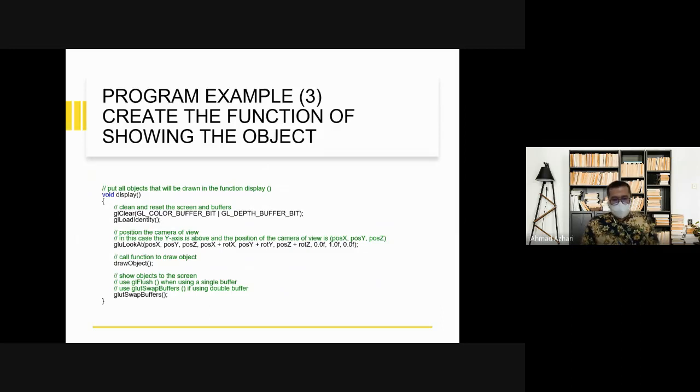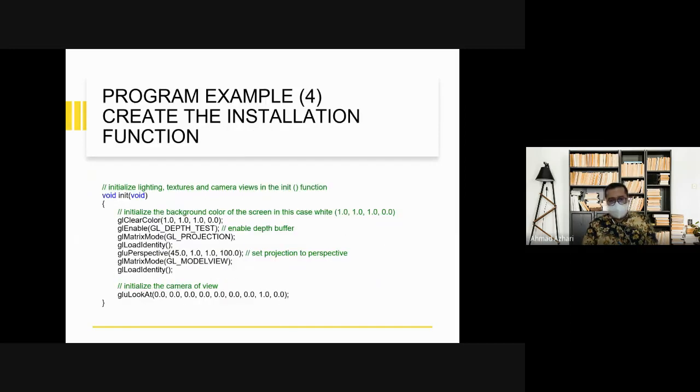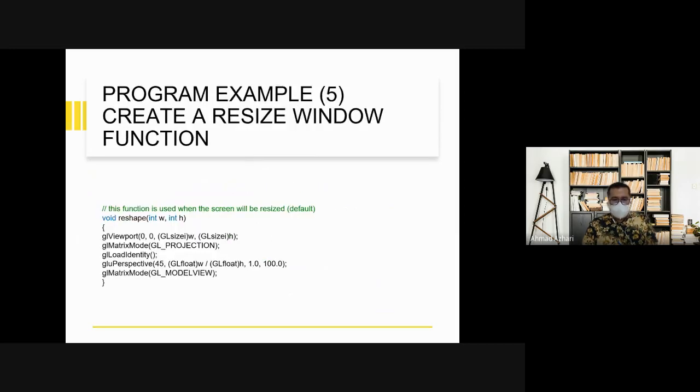When you create the functions for showing the object, you can put all the objects to be drawn in the display function. First, you must clear and reset the screen buffer and set the position of the camera view as your program will show. You set the position of the camera, and in this case you also set the x axis, y axis, and z axis. Then call functions to draw objects, and you can also put the initialization functions here. You can initialize lighting, texture, and camera views. And the last one, we can resize the window by using these functions.